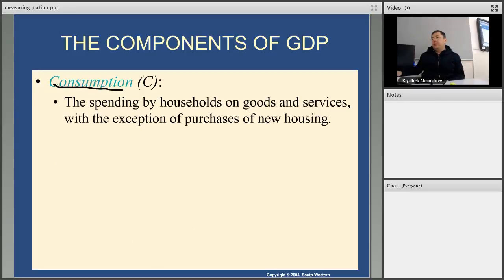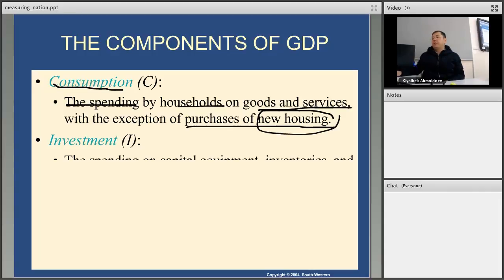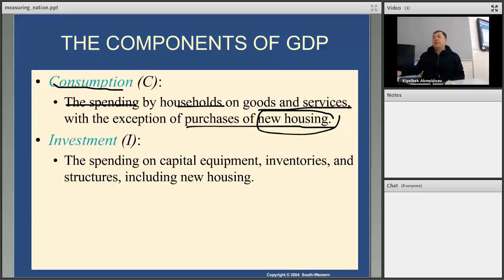So if we discuss each one, consumers, consumption. What is it? Consumption, the spending by households on goods and services, with the exception of purchase of new housing. Because when you buy a new house, it is not consumption, it is what? Investment. Because when you buy a house, actually you invest for the long run. Second, investment, the spending on capital equipment. So investment, what is it?